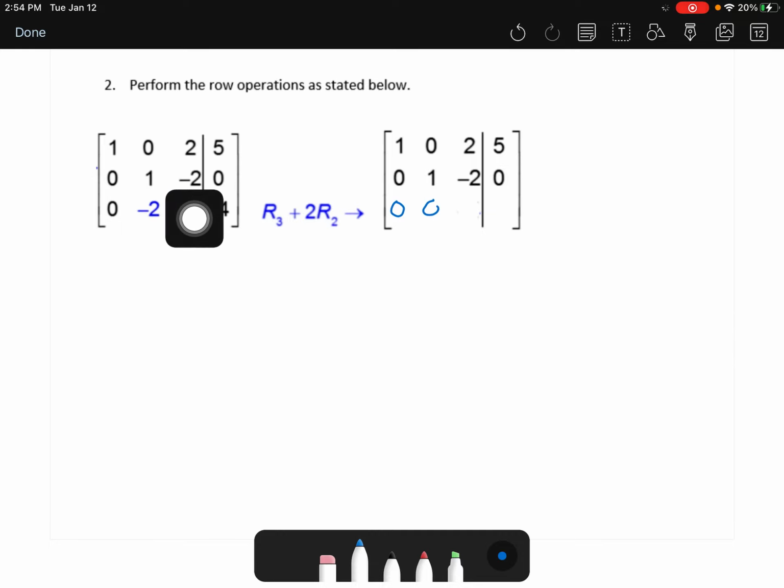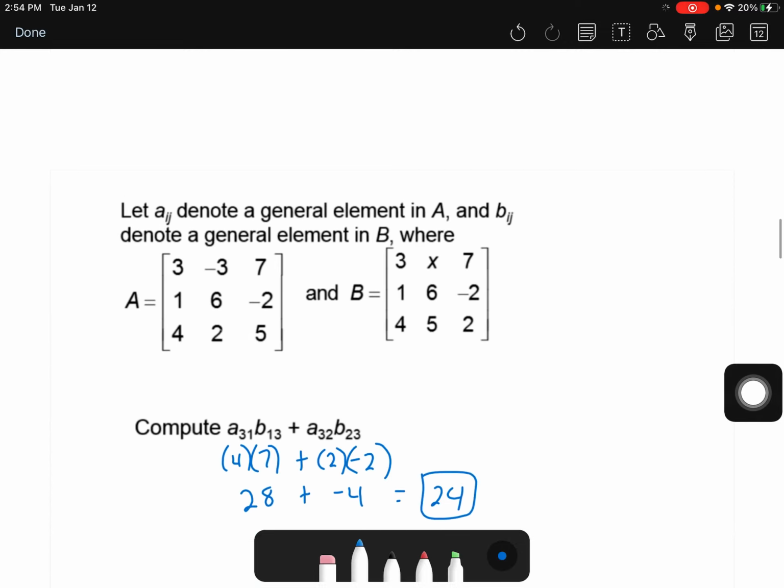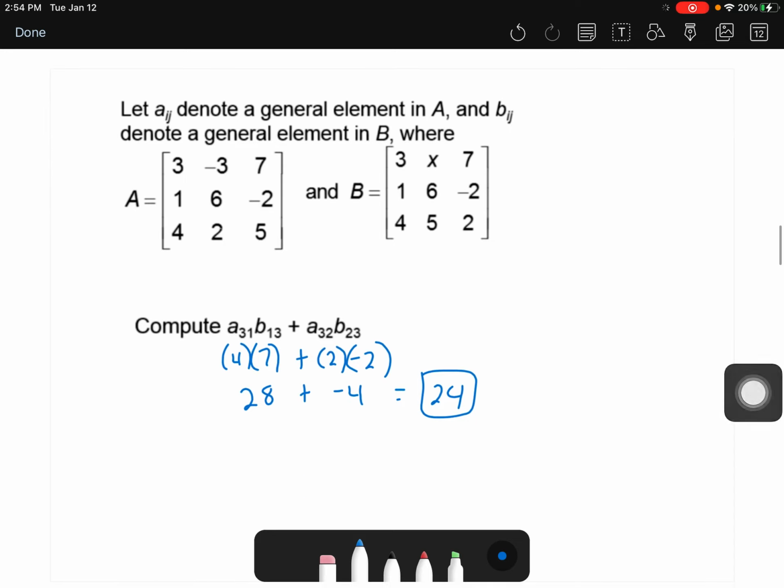And for here, I'm going to do 0 plus 2 times negative 2. So that's 0 plus negative 4. So that's negative 4. And finally, it's going to be negative 4 plus 2 times 0. So that's negative 4 plus 0. Still negative 4. So that's my new row 3, doing row 3 plus twice row 2 from the previous matrix. Okay, I did work some of these out just to save a little time.